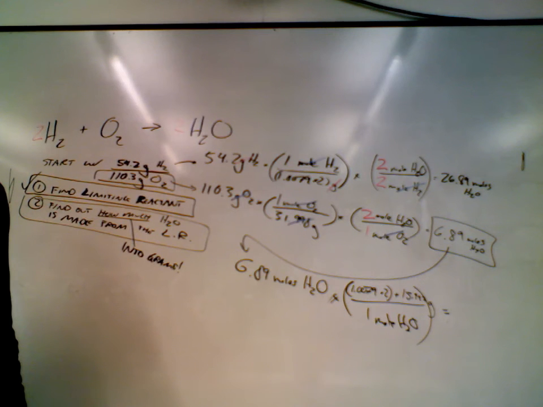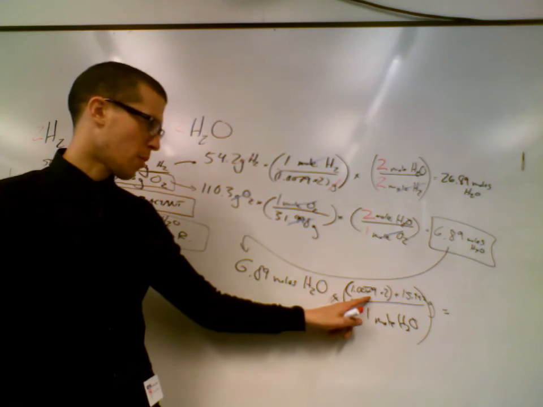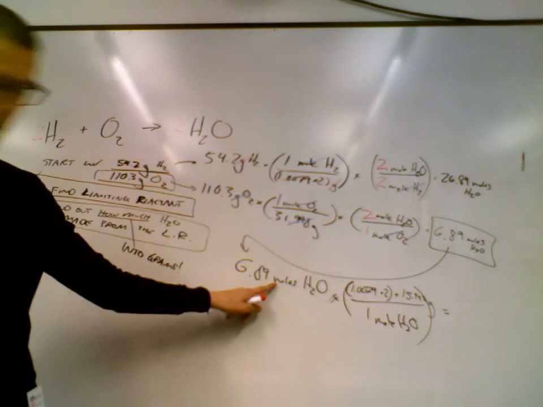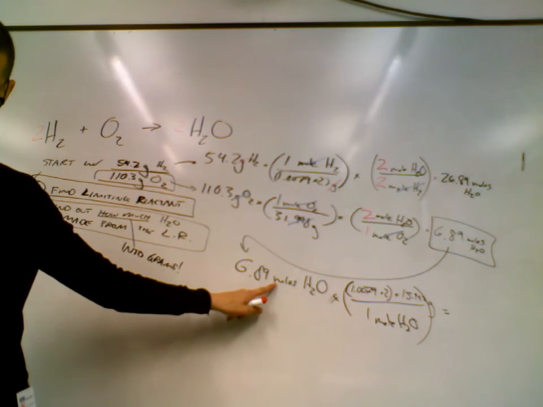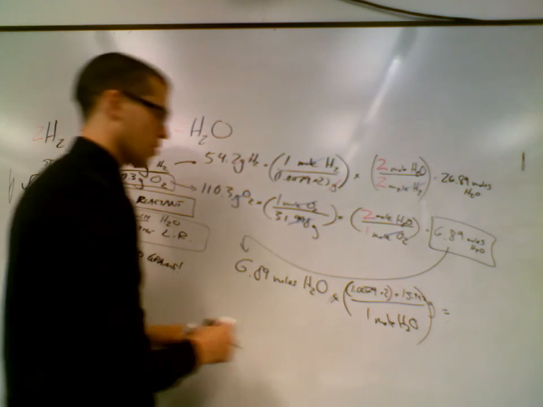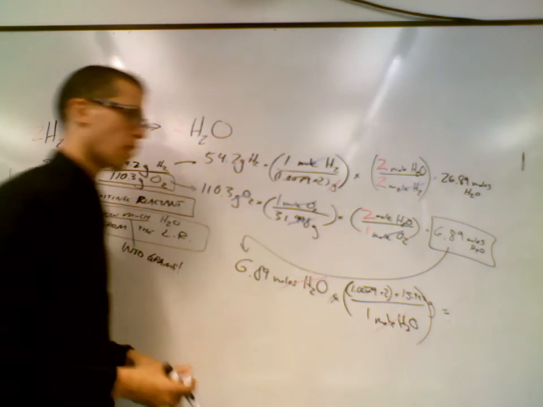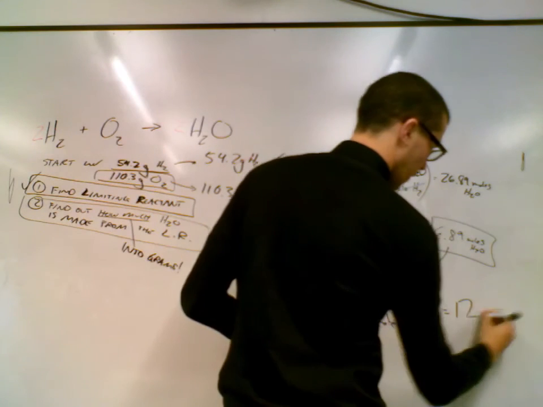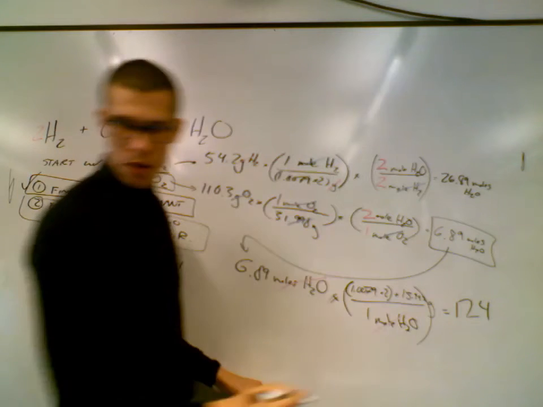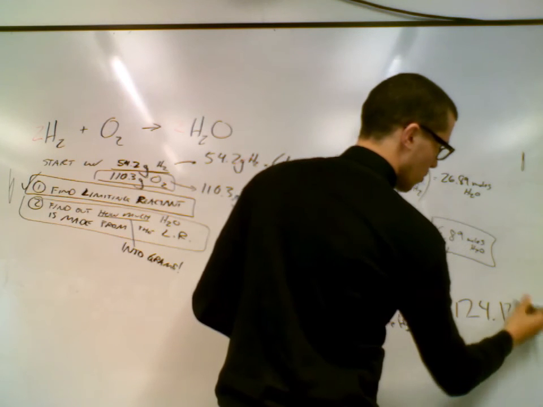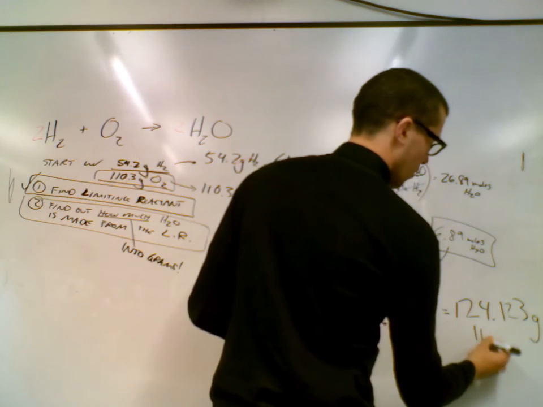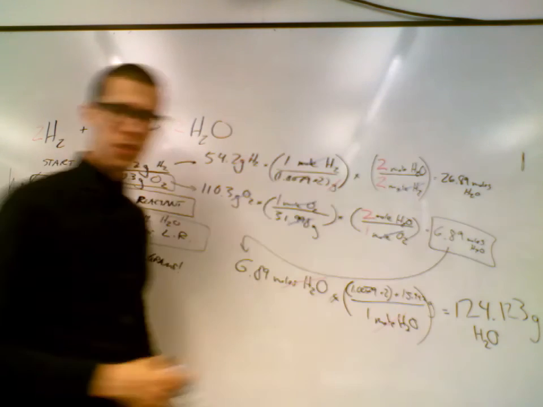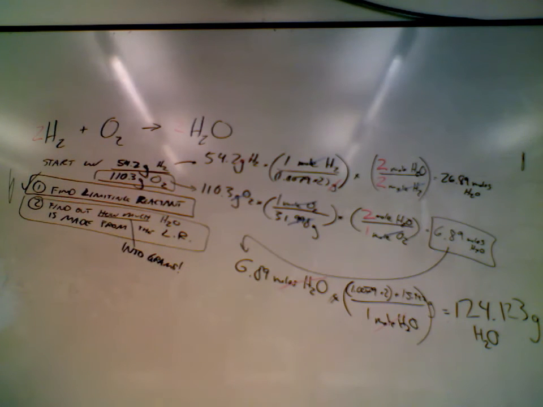All the numbers being crunched. 18.014. That's what you get for that molar mass right there, and then I'm going to multiply that by 6.89, because that's how many moles we have. That will cross off our moles, and we're going to be in terms of grams. This will be grams of H2O. So grams of H2O, we got 124.123 grams of H2O, the final answer. Now that is, in theory, how much we should get from our reaction here.